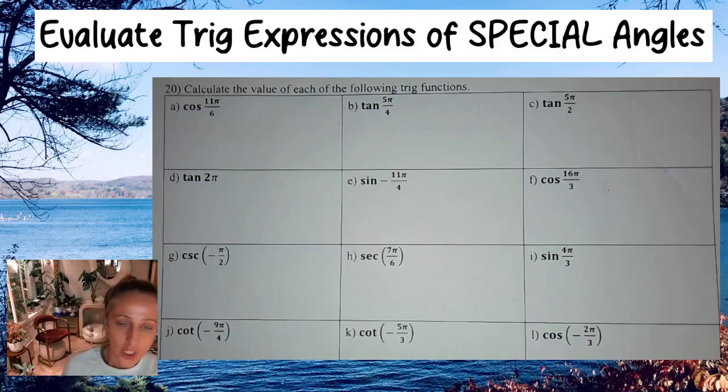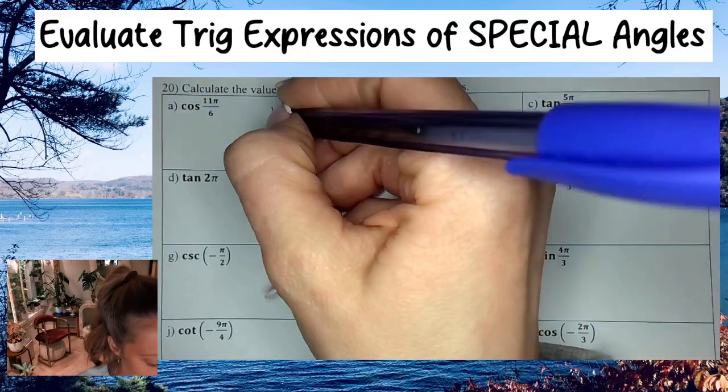Hey everybody, in this video we are going to do what you see on the screen right now. We're going to calculate the value of each of the following trig functions, or evaluate trig expressions of special angles, and I'm not going to bring a lesson. This is more so an answer key with a quick little chat. Anything that you want lesson wise, you have to go find my playlist that corresponds to any of these topics, okay? So I have cosine of 11 pi over 6.